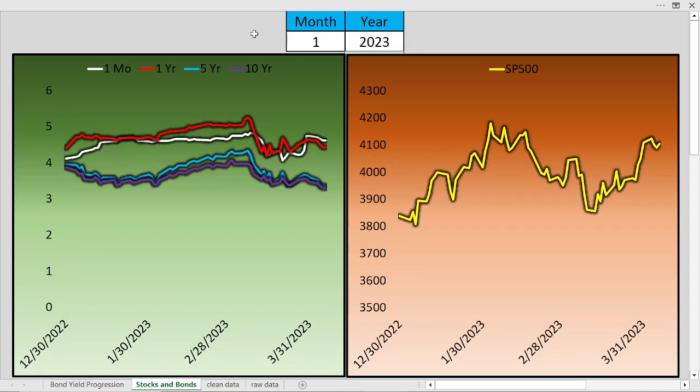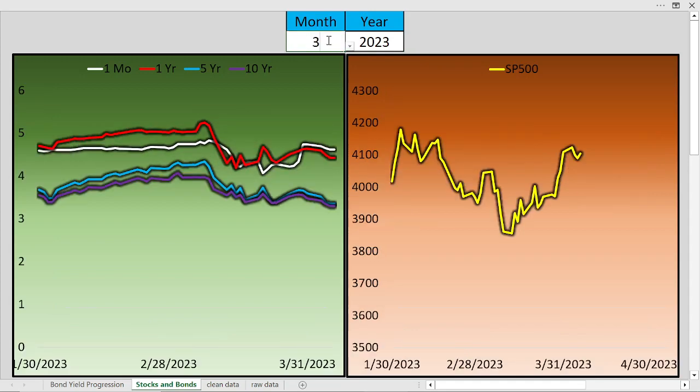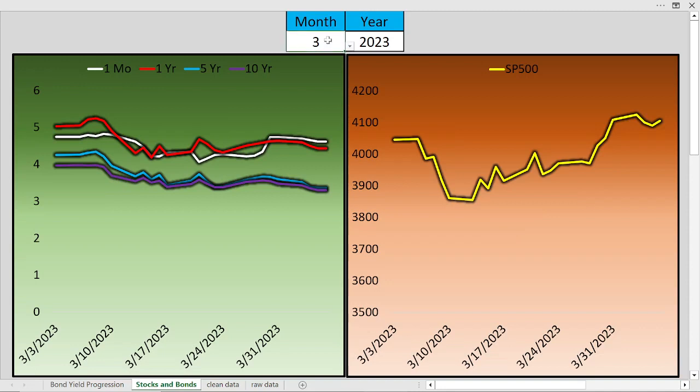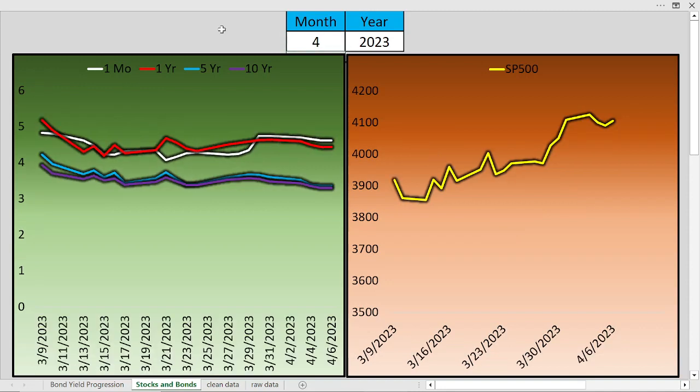Fast forward to January of this year, February, March, and now we see April. Where we stand in April, the 1 month and the 1 year are still very much above the 5 year and the 10 year. So point being is that I don't think we're yet at that place that we were in 2008. Maybe the comparison is not accurate.